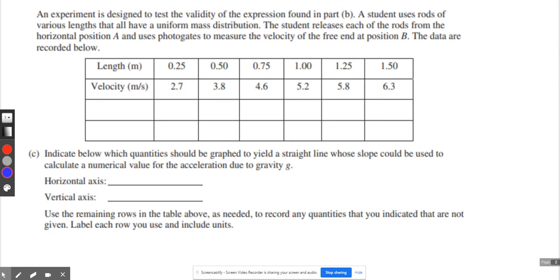So here's the part where it starts looking like a linearization problem. It says here, an experiment is designed to test the validity of the expression found in part B. A student uses rods of various lengths that all have a uniform mass distribution. The student releases each of the rods from the horizontal position A and uses photogates to measure the velocity of the free end at position B. The data are recorded below.